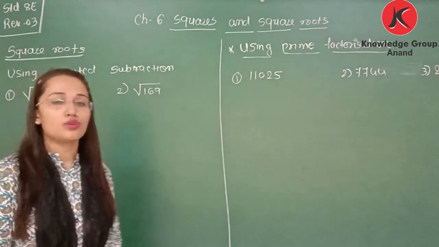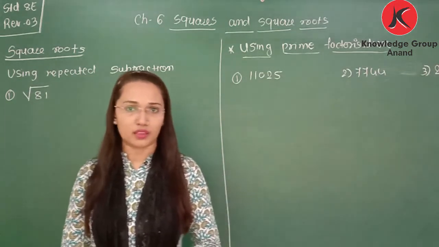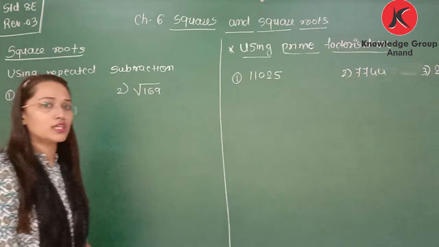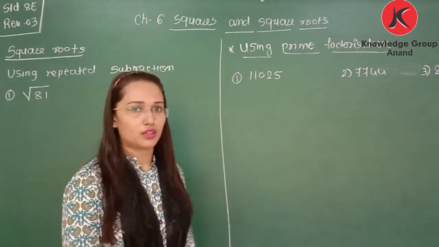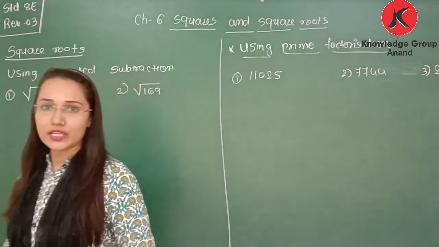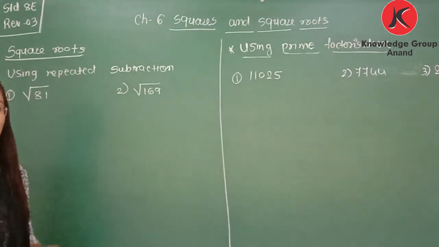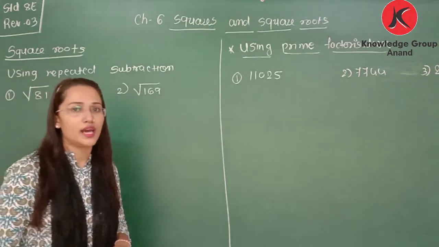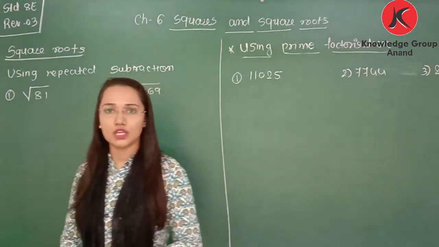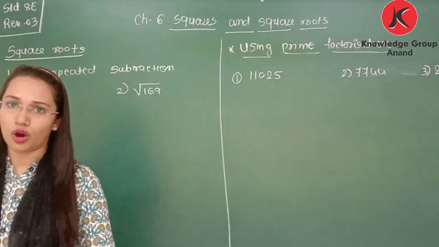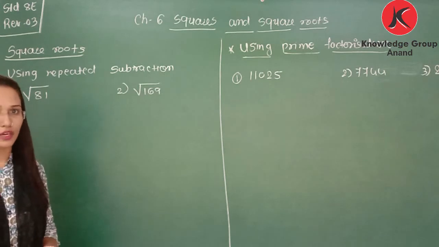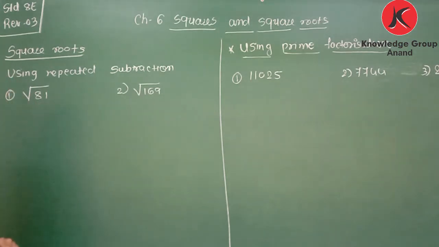Here in square root there are three methods. First is repeated subtraction, then prime factorization, and last is the division method. First of all, repeated subtraction. As we learned, each perfect square number is represented as a sum of consecutive odd numbers. It means if you subtract consecutive odd numbers from the given number, we can find the square root of that number. Here the first example is 81.